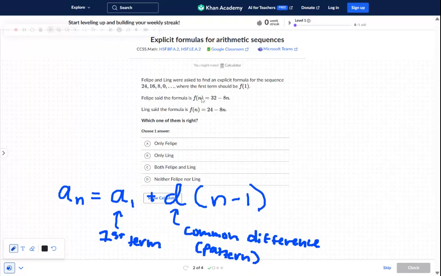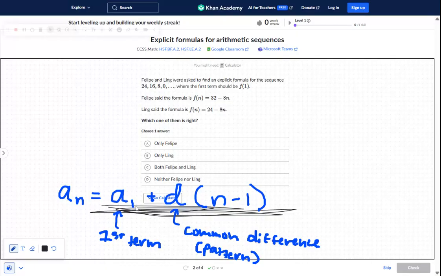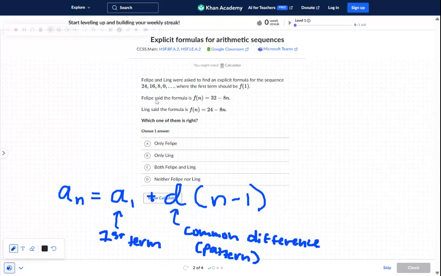It's just a letter. Doesn't matter. Philippe thinks this is the explicit formula, and Ling says this is the formula. So this is where we can tell, hang on here, we've got less happening. We had all this, and now it's just two terms, so it looks like we're going to need to start from scratch here and then simplify, just an extra step. And we're trying to determine who is correct: only one of them, both, or neither.